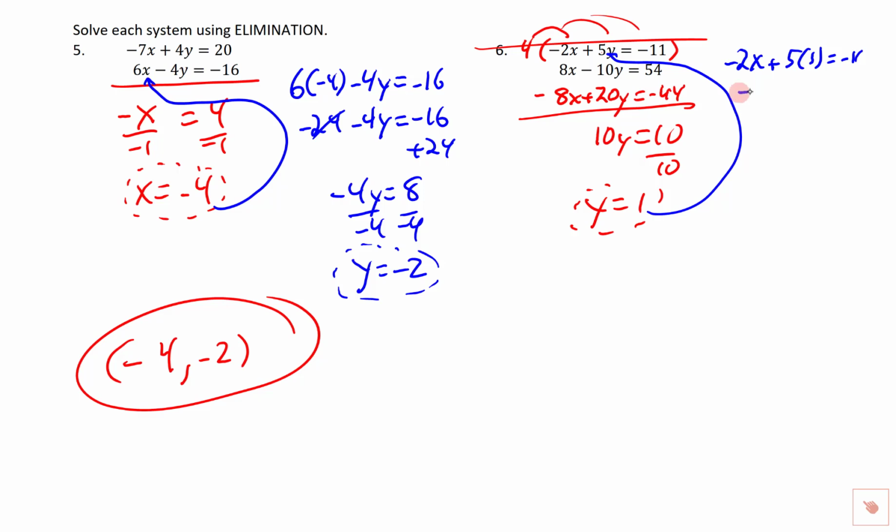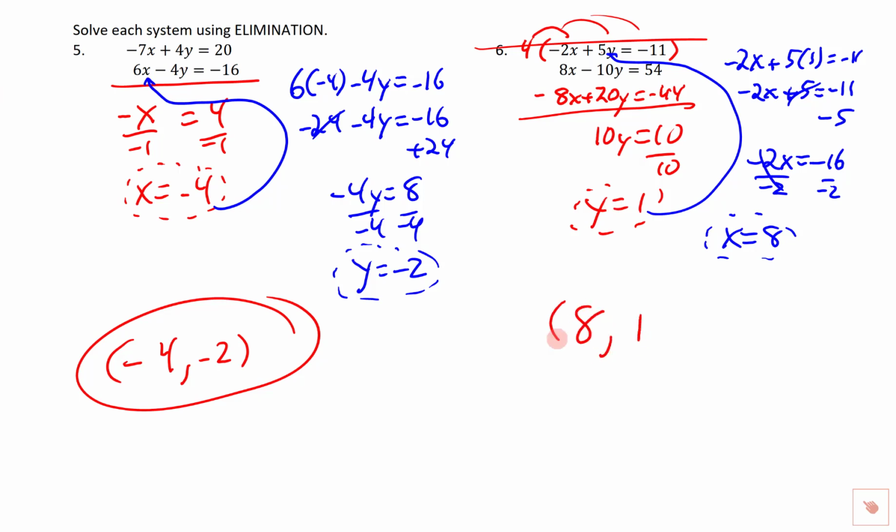So let's see, we have a negative 2x. We've got a plus 5. That equals negative 11. We're going to subtract 5. So we have negative 2x equals, let's see, negative 11 and negative 5. That would be negative 16. We're going to divide both sides by negative 2. Those are going to cancel, and we're going to end up with an 8. So we've got an x here, and we've got the y right there. So we're going to go ahead and write down the answer of 8, comma 1, and we'll circle that, and we're all set to go.